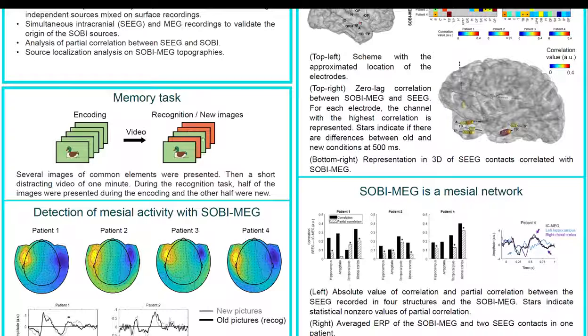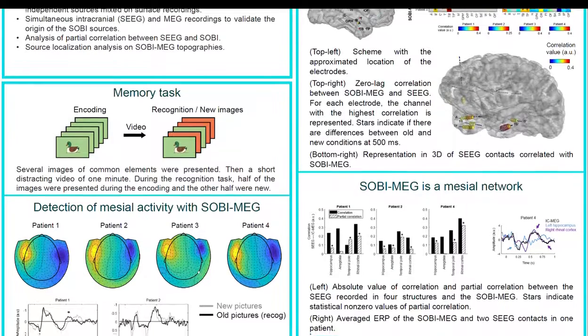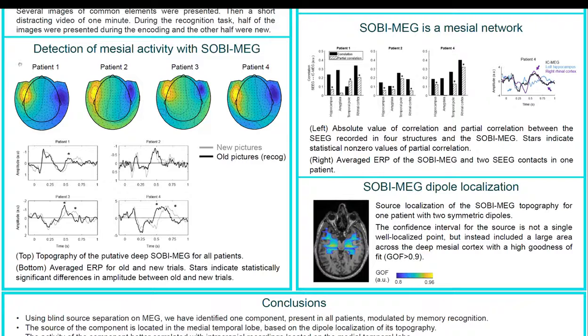So we have two different conditions: the new images in red, and the recognition, which are the old images, in green. On our MEG recordings, we have applied SOBI. SOBI is a type of independent component analysis, and we were able to retrieve one component with the same topography in all of our patients. This topography seems to be a deep topography because we have one dipole where the source and the sink are far away from each other. So it's our putative deep source.